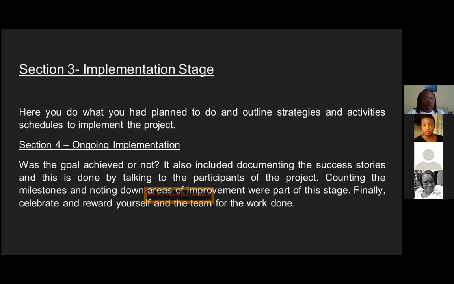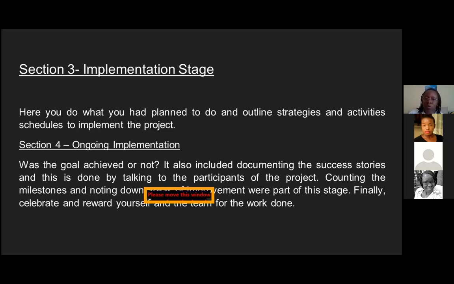And then section 3 is now where you're implementing. Here you do what you had planned to do. You start doing the day-to-day things you had put in your outline and the strategies and the schedules to implement the project. And then of course, as the project is ongoing, you're also re-evaluating on a constant basis.